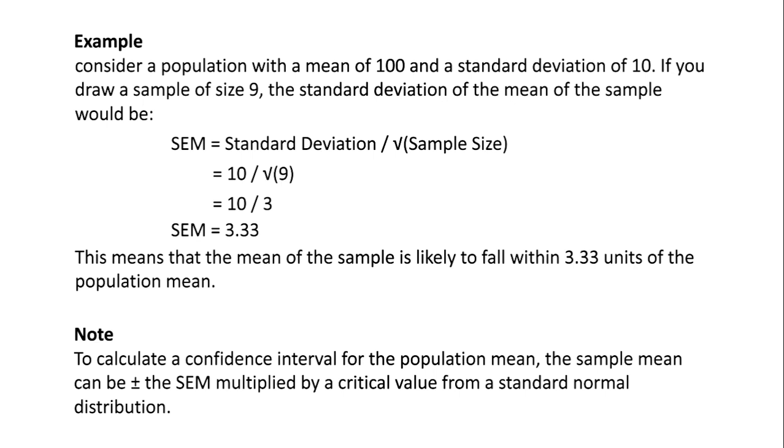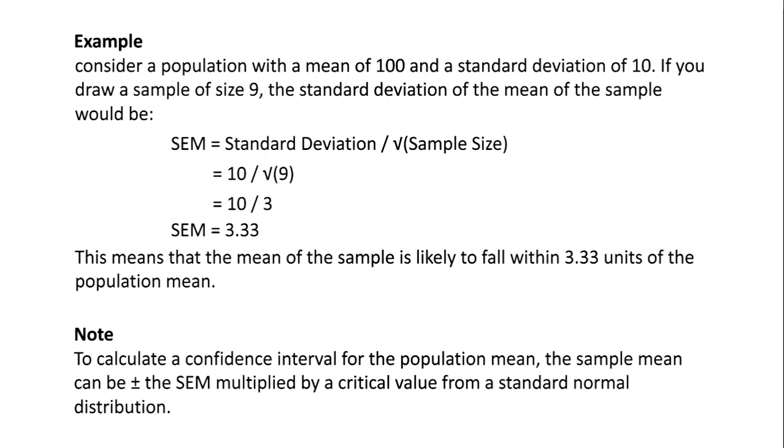Example. Consider a population with a mean of 100 and a standard deviation of 10. If you draw a sample of size 9, the standard deviation of the mean of the sample would be SEM equals standard deviation by square root of sample size equals 10 by square root of 9 equals 10 by 3. SEM equals 3.33. This means that the mean of the sample is likely to fall within 3.33 units of the population mean.